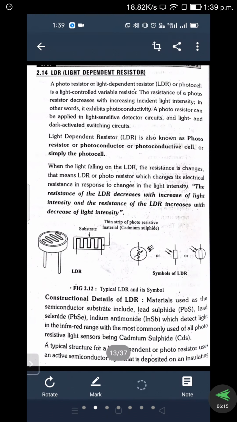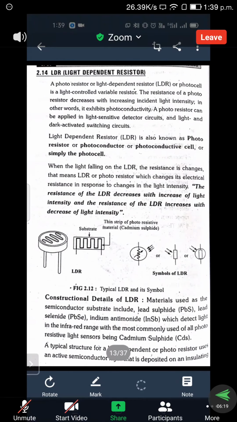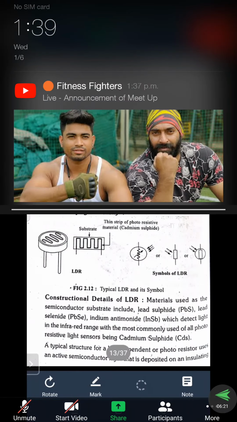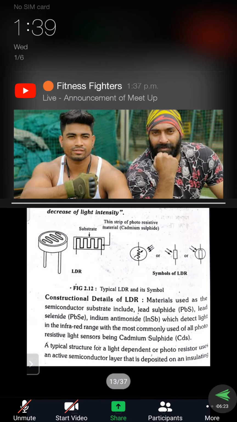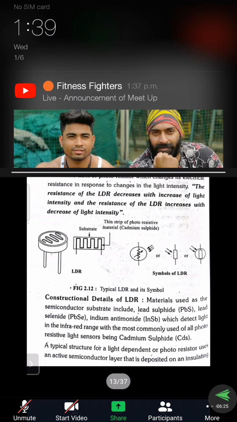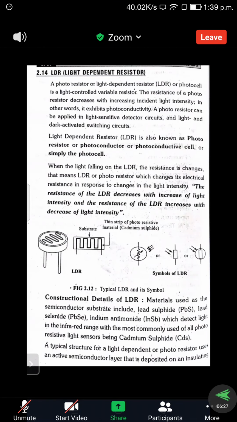These are all the basic applications of the LDR. This is the symbolic representation of an LDR: a zigzag line with arrow marks pointing towards the resistor, which indicates the LDR.